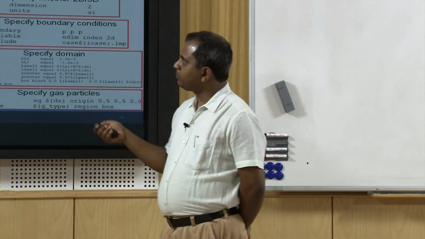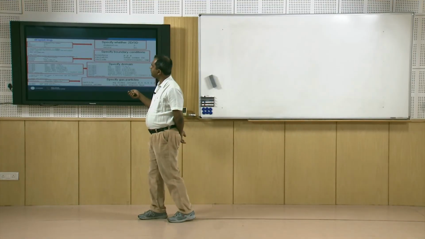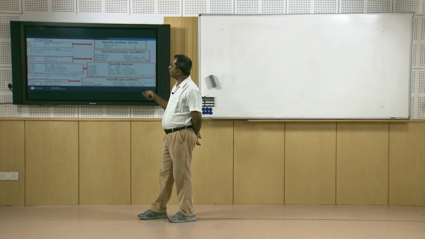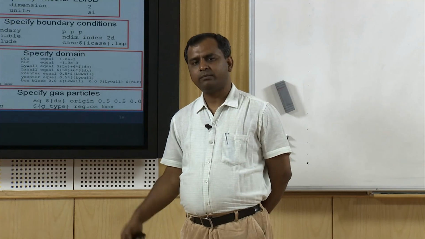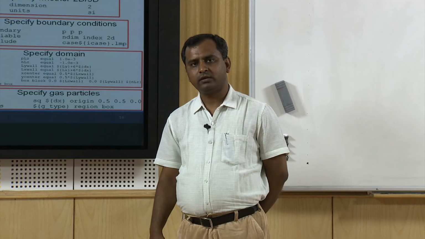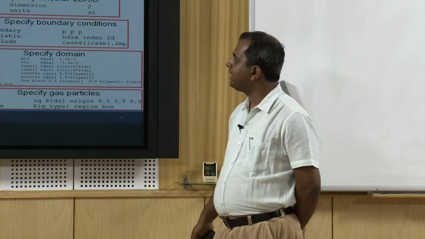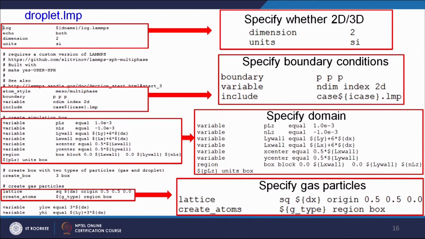Next, let us see the droplet position. So, droplet.lmp. At the beginning here we have shown how to set the dimension and the units. So, dimension is 2, and units are not that important in SPH LAMMPS. We always use it as non-dimensional, but you have to give SI for the sake of completion of the code. Then over here we have specified the boundary conditions. Boundary we have given as PPP, that means everywhere we are having a reflective boundary condition.